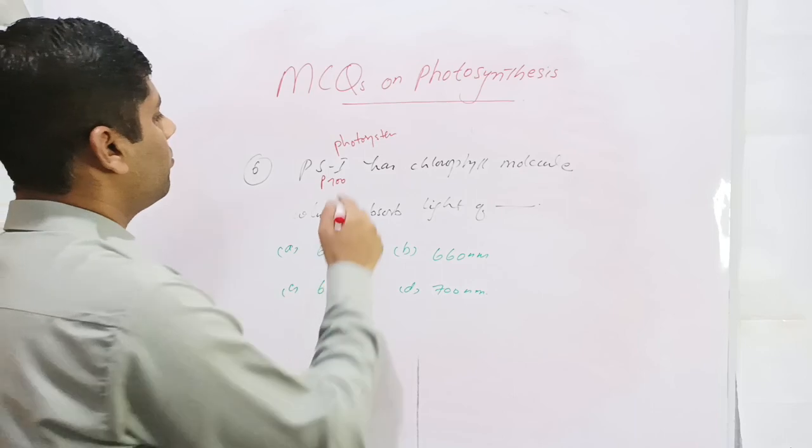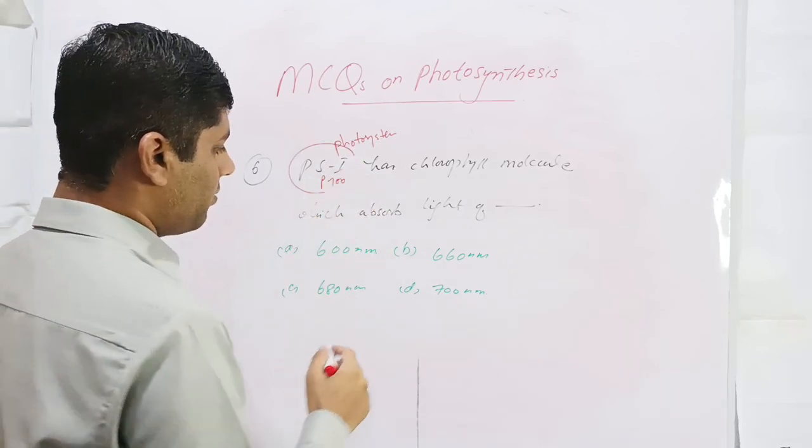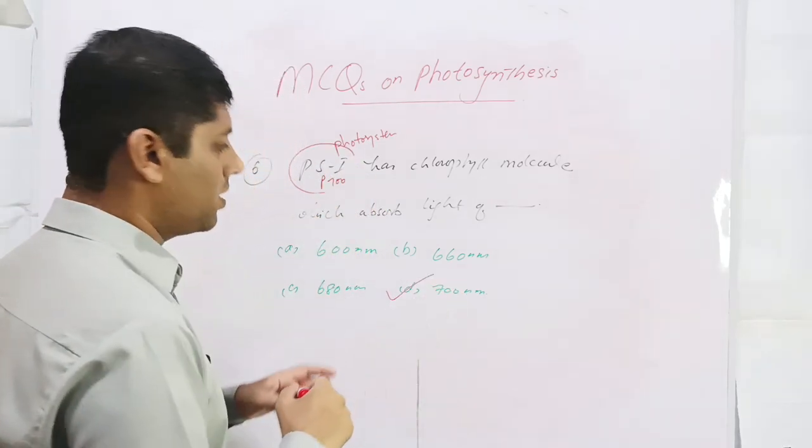The question here is about photosystem 1. It absorbs light of 700 nanometers, so option D is correct.